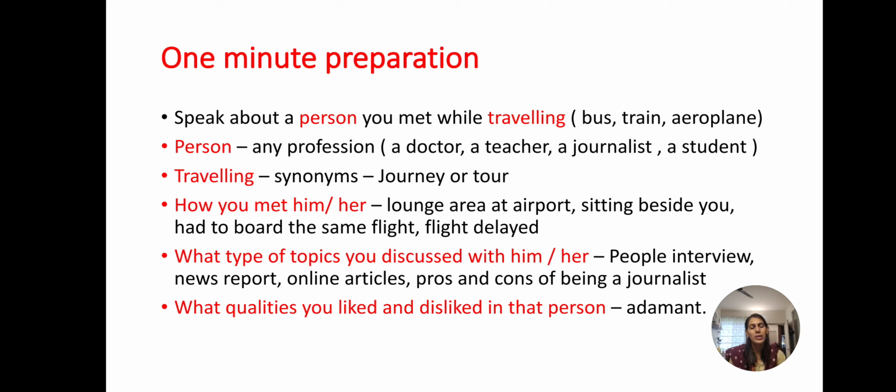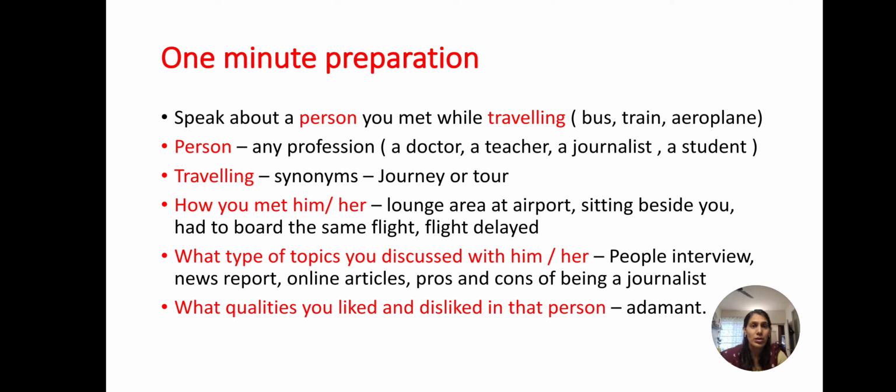Once we are done with the main question, we'll concentrate on the pointers that have been given with the main question. And the first pointer is how you met him or her. So I'll quickly think, maybe I was going somewhere, but of course, because the question says while you were traveling, maybe I was in the airport and at the lounge area, I saw that person. Why? Because he was sitting beside me. He had to board the same flight, and fortunately or unfortunately, our flight was delayed.